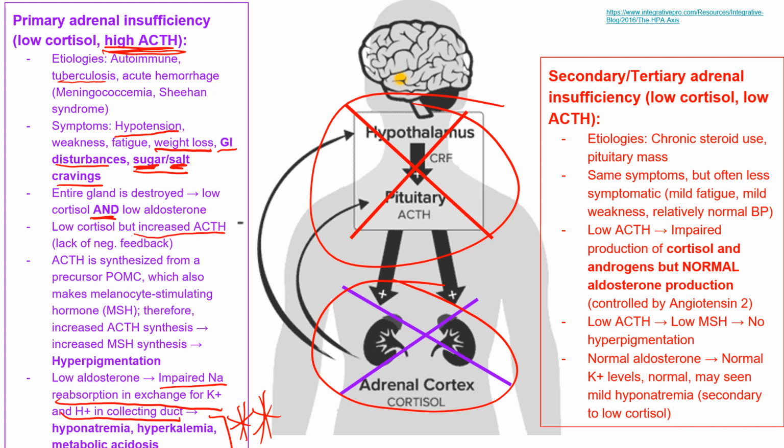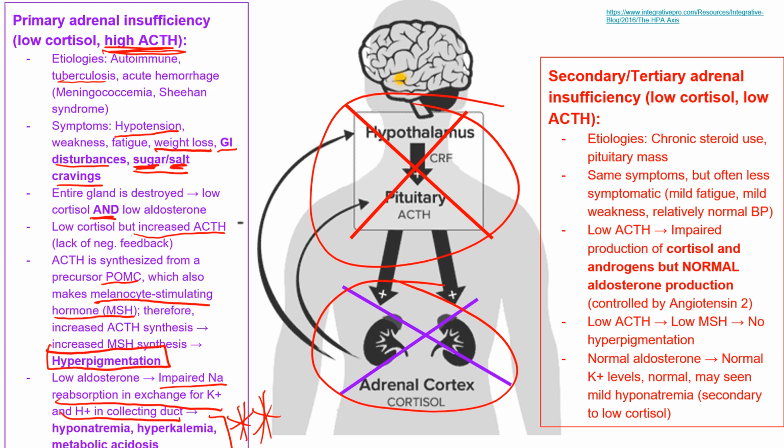The second important point is that they have low cortisol, but they have an increased ACTH because the defect is in the adrenal cortex. So the pituitary and hypothalamus are trying to tell the adrenal cortex, hey, wake up, you've got to produce cortisol for our body, but the adrenal cortex is just not responding. And because the ACTH levels are elevated, they'll actually have hyperpigmentation, because ACTH is synthesized from a precursor, POMC, and whenever POMC is produced, it produces ACTH and melanocyte stimulating hormone, and this MSH leads to hyperpigmentation.